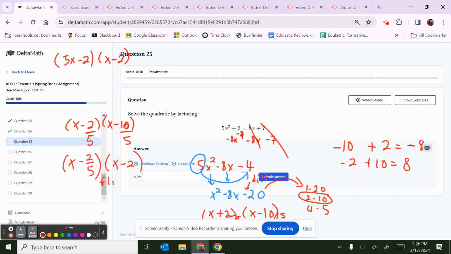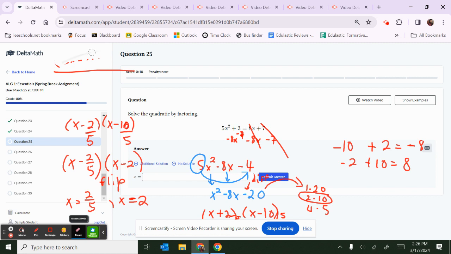Now I'm going to flip the signs, okay? So your x is going to be equal to positive 2 over 5, and your x is going to be equal to positive 2. So that is why I did not take it and put it in front of the numerator. So again, these are the answers because you're finding x. Normally, this would be the answer if the question said factored form. But because it did not say factored form, this is not what we are looking for. All right? These are what we're looking for.